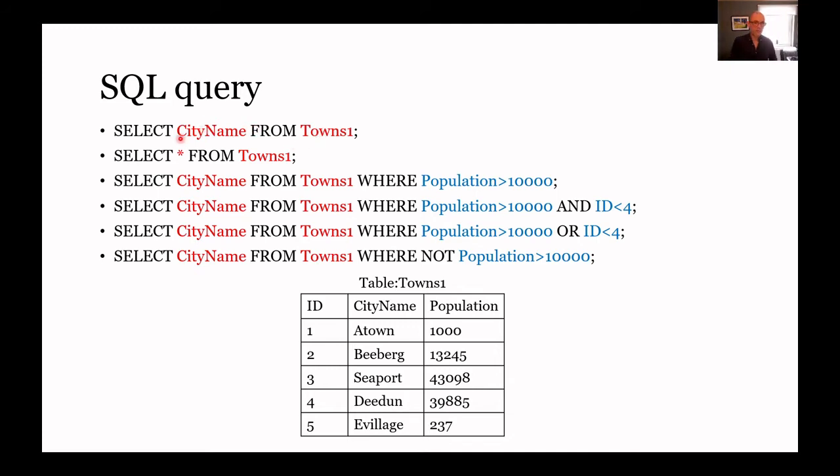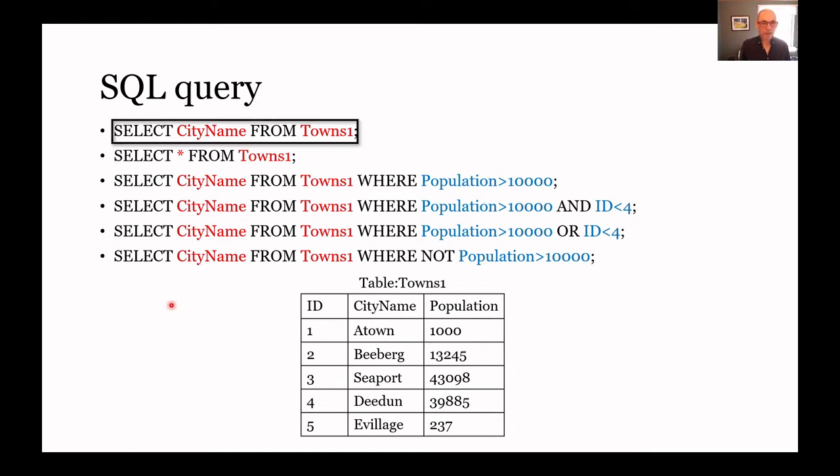Now, this is the standard way of putting the SQL query. You may think, and I certainly think, it's a little odd. I would rather write from towns 1 select city name. That tells us to go to that table, then find that column, rather than look for this column in that table. This is the way it's written. That's just how it is. So let's accept it.